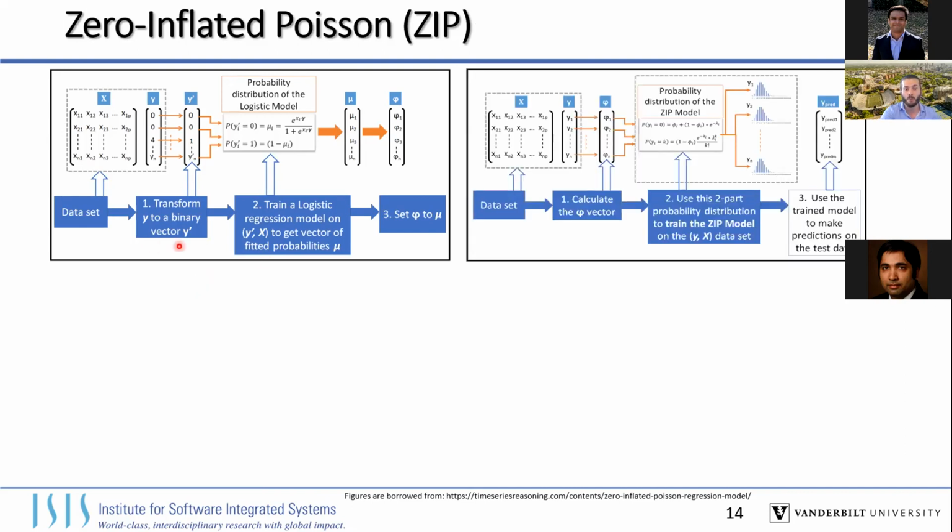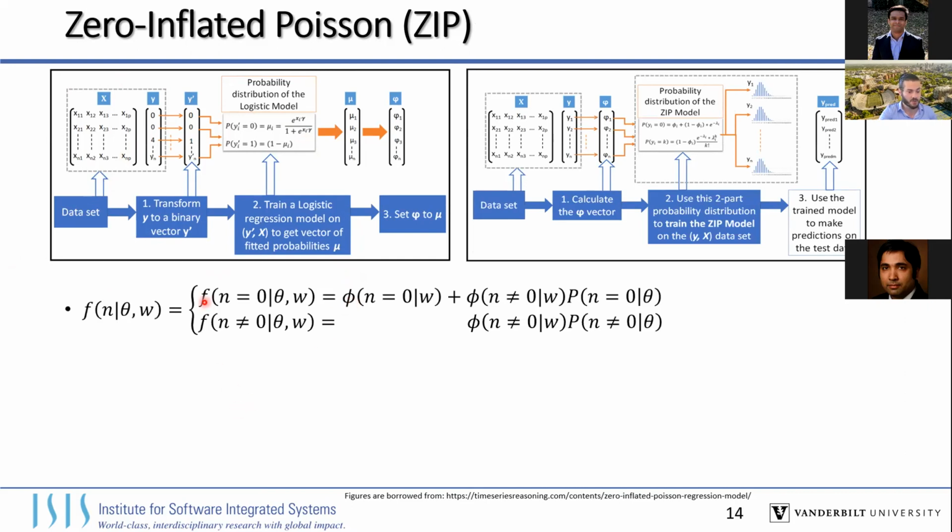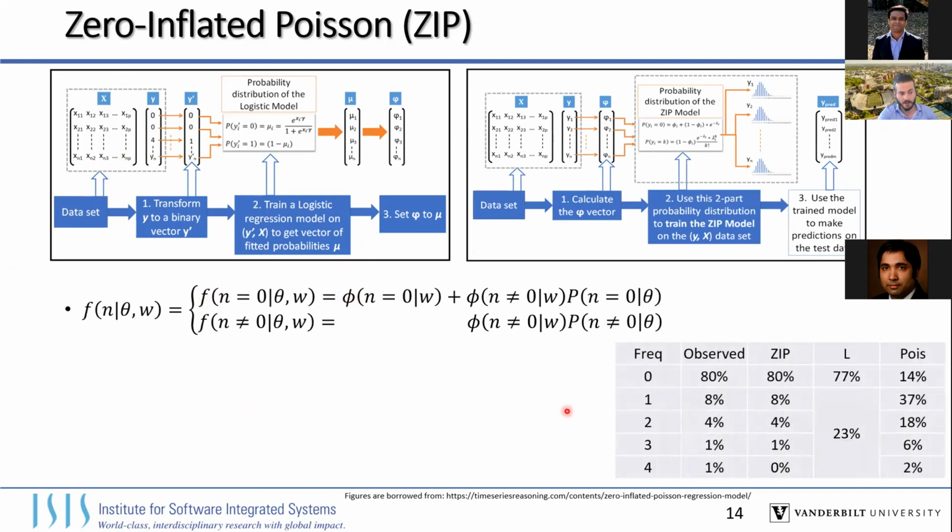So the way that a ZIP model works is first you have a logistic regression, which can be like a classification that if there is zero or not, and if there is not, then you can use a Poisson model to calculate the rate. So it has two phases. I think that would be a little bit easier if you use numbers to explain it. So assume this is my observation. I know 80% of the time there is no accident, 8% of the time there is 1, 4% there is 2, and so on.